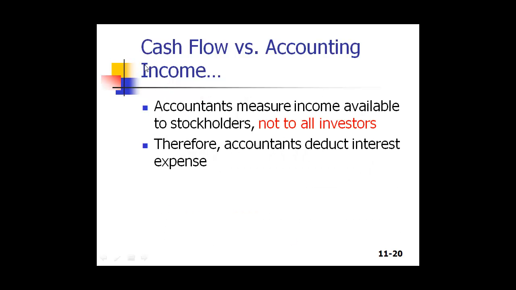So cash flow versus accounting income, this we've already discussed. Accountants measure income available to stockholders, not to all investors. What does this mean? Saad, everybody else also pay attention because I might pick you. I'm asking you to explain this first bullet point. What does this mean? Somebody else. So they use interest as a profit and loss expense. Is the bank an investor? Oh, the bank, yeah.